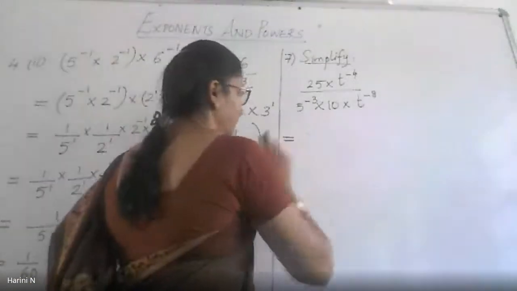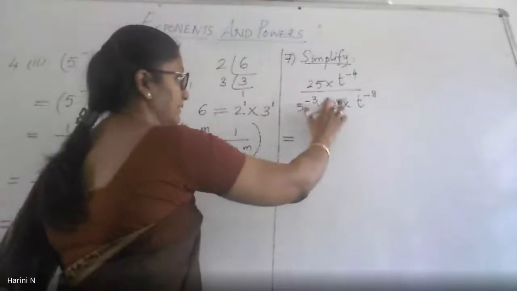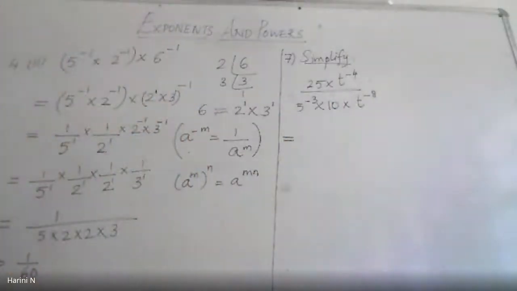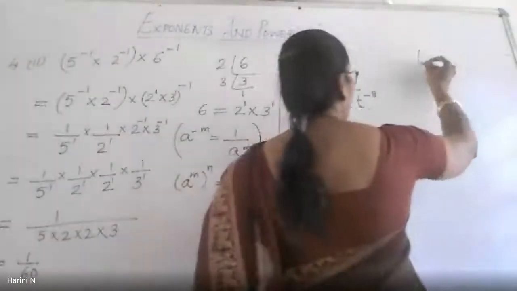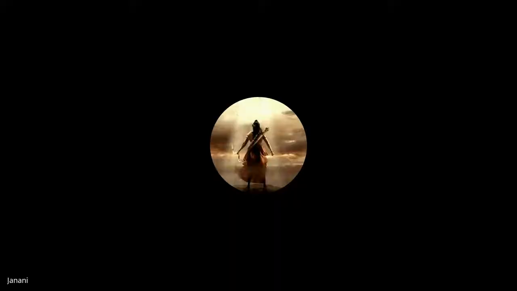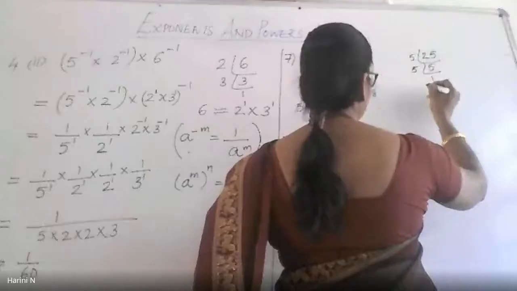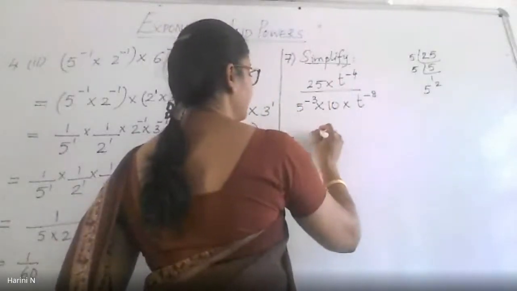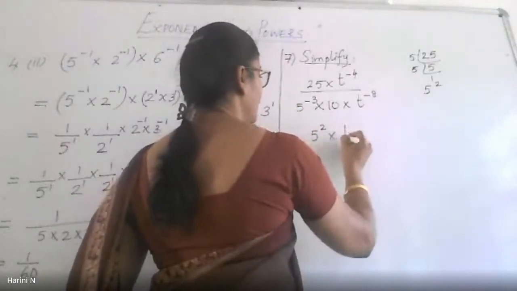So first step I told you, you have to check whether the base is all prime number. Now 25 is not a prime number. I can factorize it like this. How do I factorize 25? What will I get if I factorize 25? 5 to the power 2. Yes, it will be 5 square. Right? So in the place of 25, I write it as 5 square into t to the power negative 4.